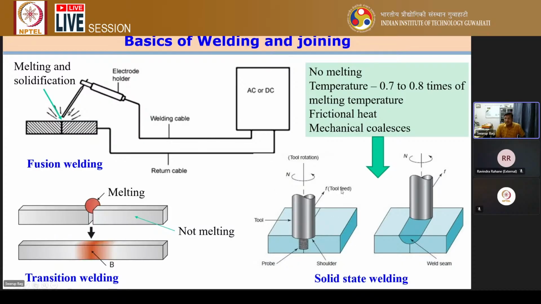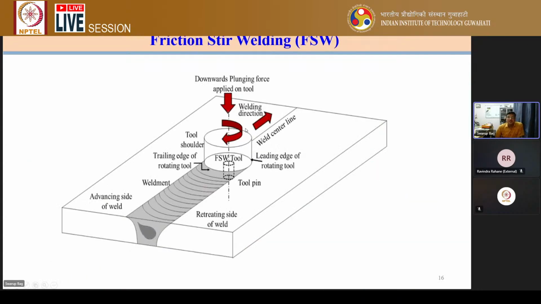Then we can perform the solid state welding process, where no melting is involved. In this case, frictional heat is generated by the mechanical movement of some kind of tool. The motion of this tool is responsible for the heat generation, and the generated heat softens and plasticizes the material. When you mix the two materials, the plasticized material can bond in the solid state process. So it is not associated with any kind of melting, but frictional heat is generated. An example is friction stir welding.